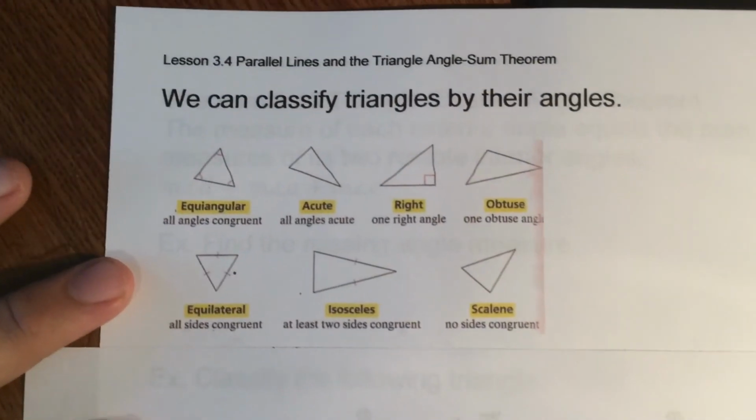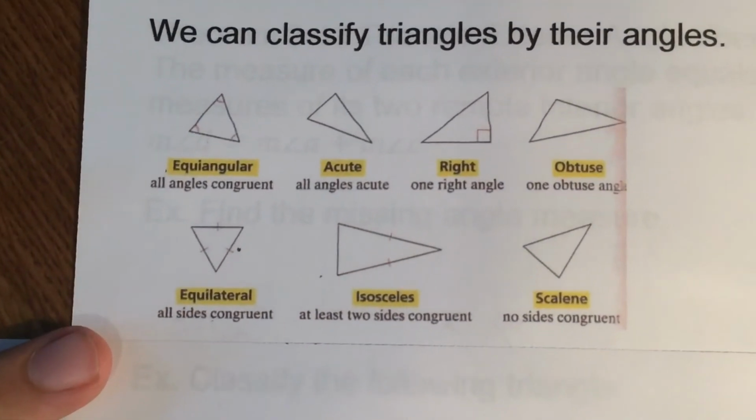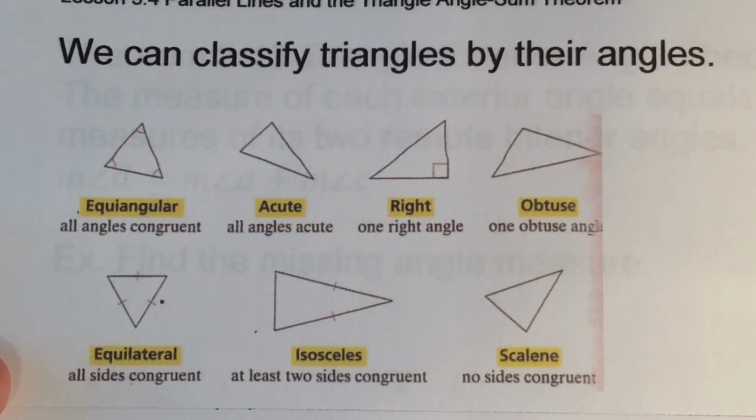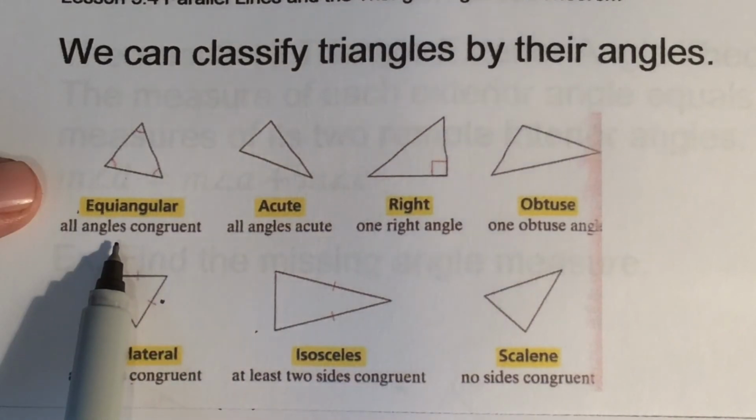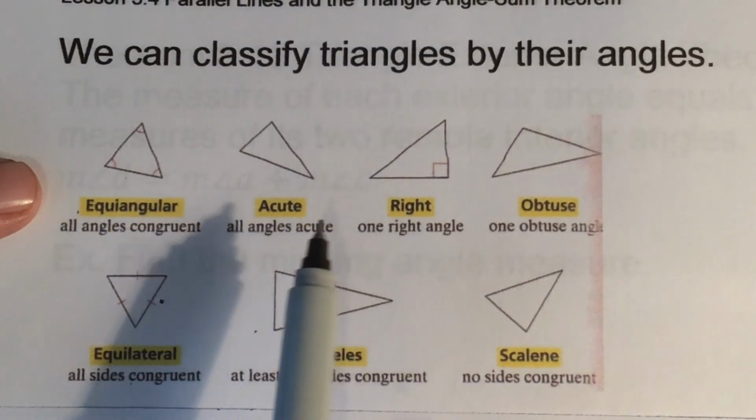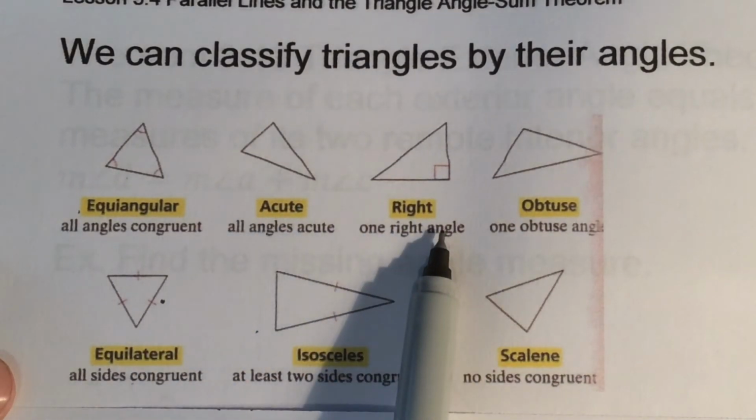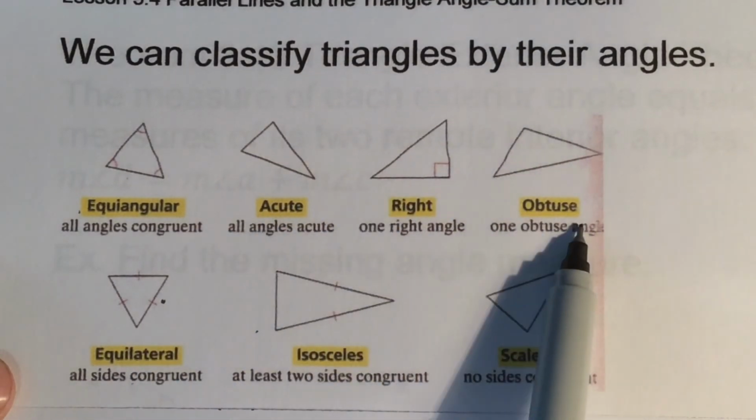Now, some other things we can think about here, and I'm going to zoom in a little bit, is we can classify triangles by their angles. So if all three are the same, it's called equiangular. If all the angles are acute, it's acute. One of them's right, it's a right triangle. One of them's obtuse, an obtuse triangle.